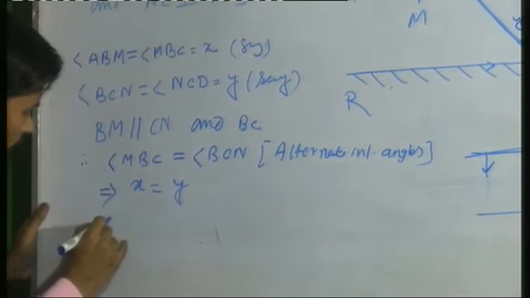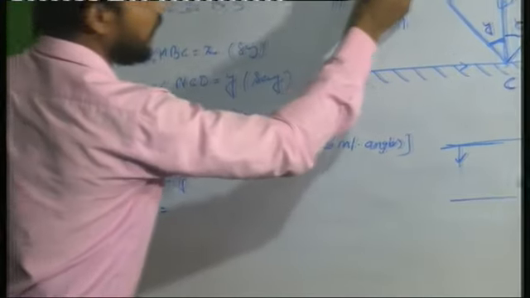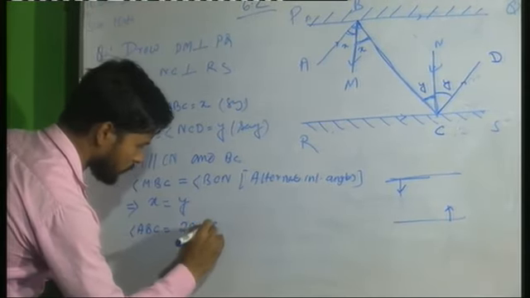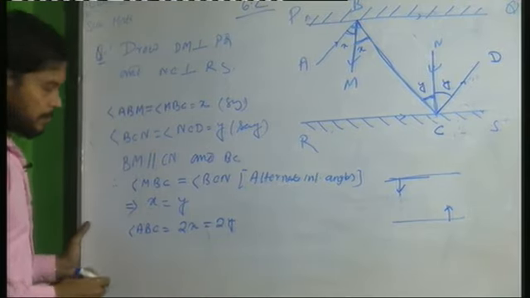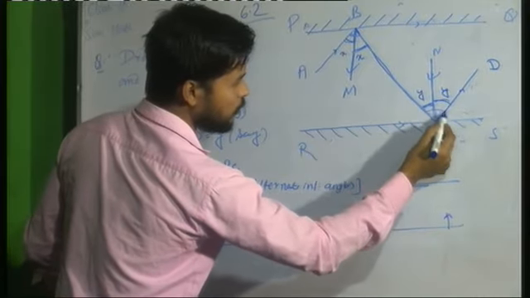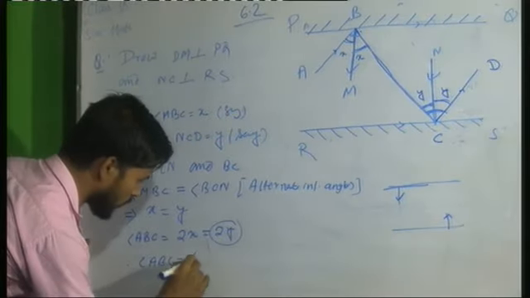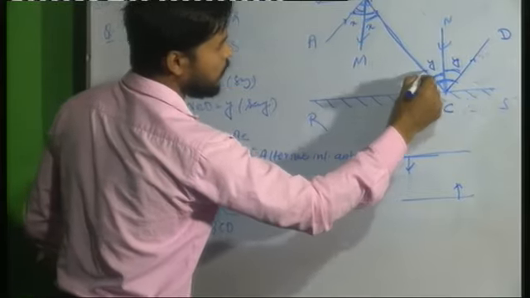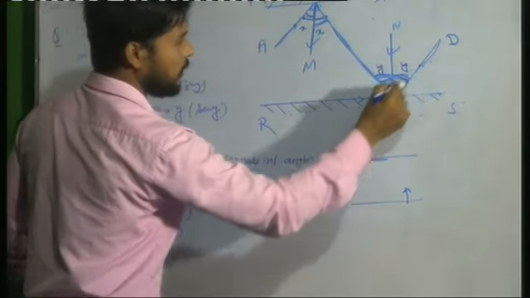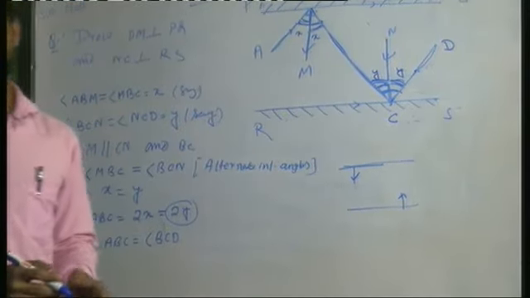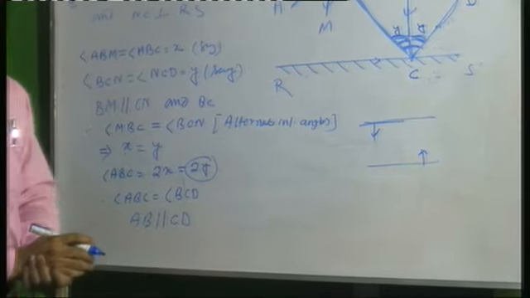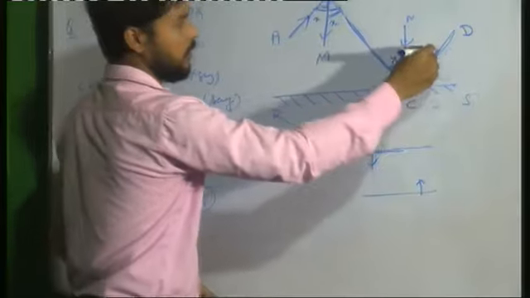Now we come to angle ABC. What is the value of angle ABC? It is the sum of this angle plus this angle, which means 2x. That means 2y, because x and y are equal. So angle ABC is equal to 2y. And what do we mean by 2y? This is y, this is y, so 2y means this angle BCD. So this angle is now equal to this angle. But what type of angles are they? They are alternate angles, and they are equal. So the line AB must be parallel to the line CD, and hence proved. So the line AB is parallel to CD.